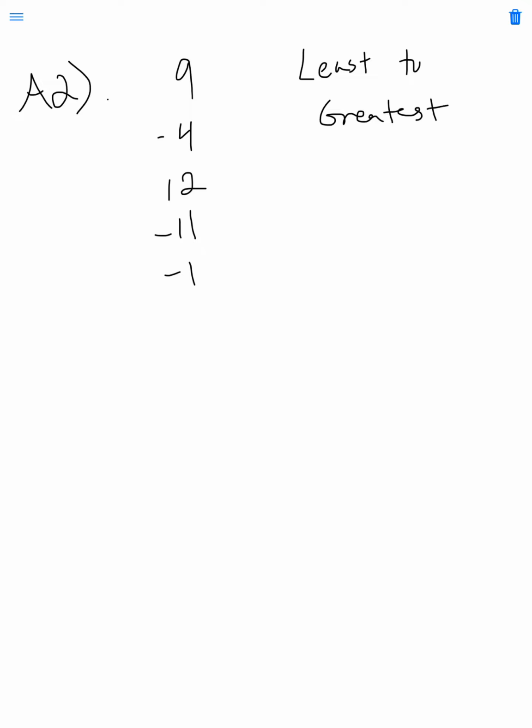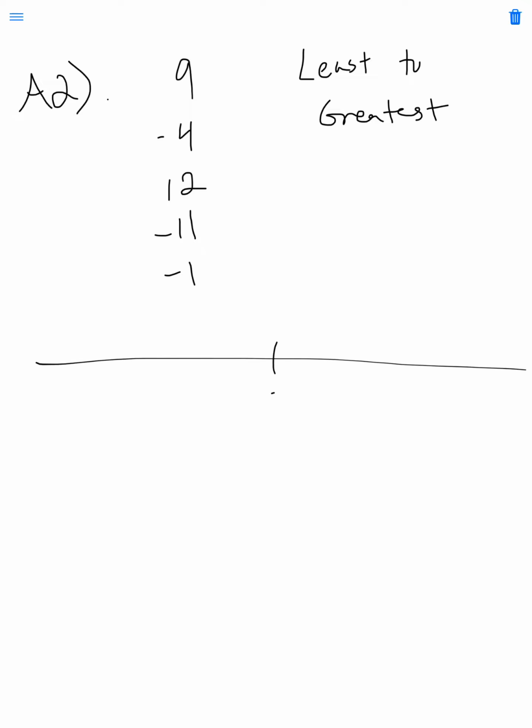So if you got that on A1, you got the right answer. Then for A2, you had 9, -4, 12, -11, and -1. So we have to put these numbers again in order from least to greatest.